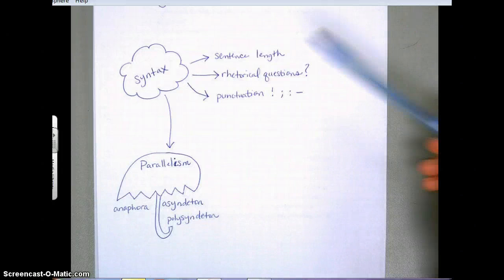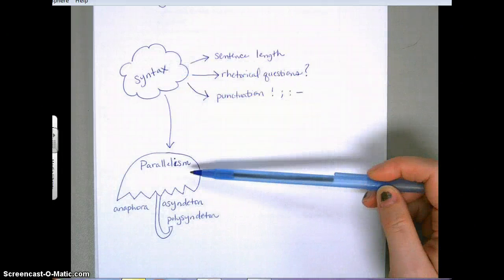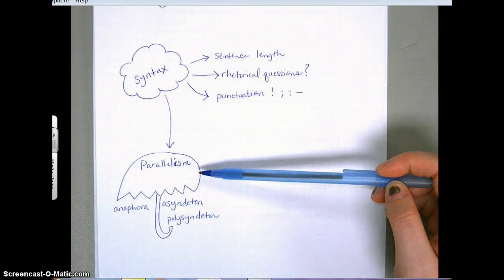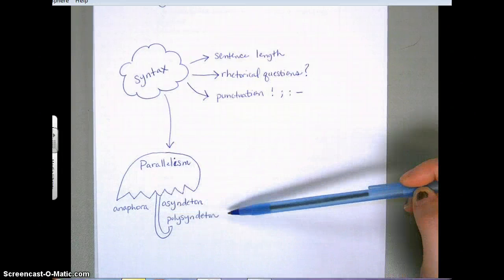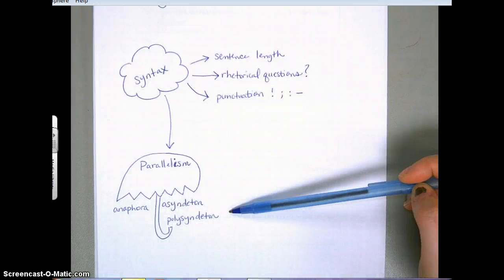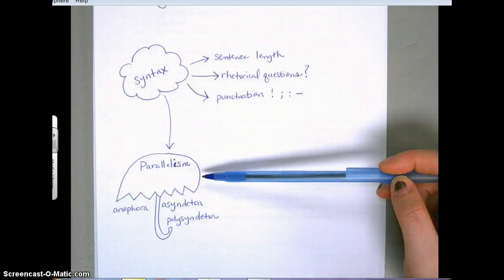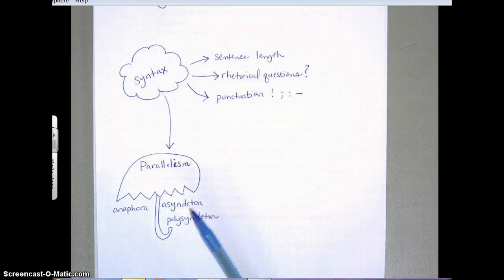Another type of syntax, which is a new word for you, is parallelism. And so I have again drawn an umbrella because these, our new vocabulary words, are types of parallelism. They all fall under that structure of parallelism. There are many other types of parallelism, but here are 3 that we want to start out with.